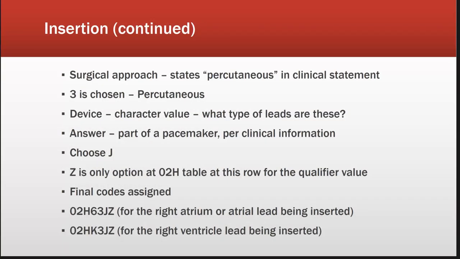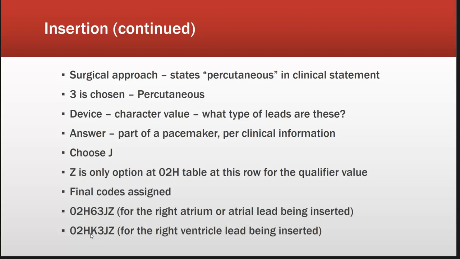The next code value you choose is for surgical approach. It states it was percutaneous, which happens to be 3 at that particular table and row. Was a device left in the patient at the end of the surgery? Yes. What type of device? Cardiac pacemaker leads. That relates to your choice of J. And then your last character value is qualifier. The only option at that table, at that row, is Z.